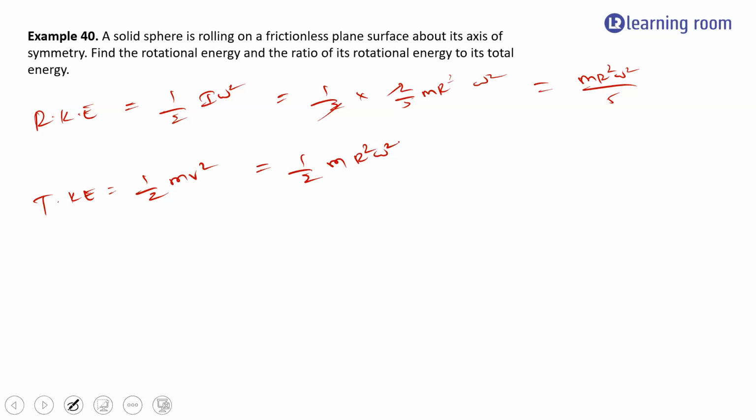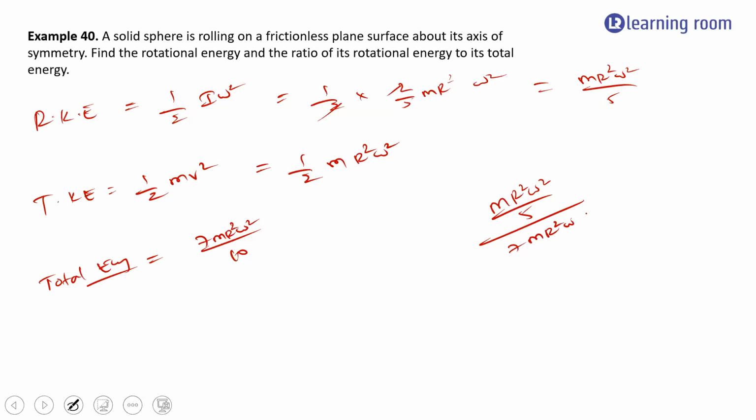Right? So total kinetic energy is how much? 7 m r square omega square divided by 10. They are asking the ratio of the rotational, that is m r square omega square by 5, divided by 7 m r square omega square divided by 10. So m r square omega square and m r square omega square will get cancelled. Answer will be 2 by 7. So out of 100%, this percent is going to rotation and the remaining is going to the translation.